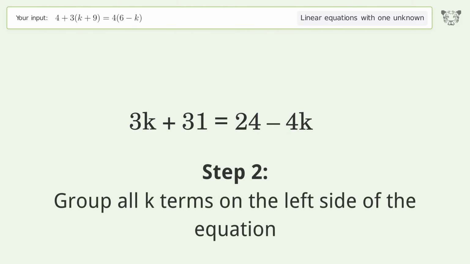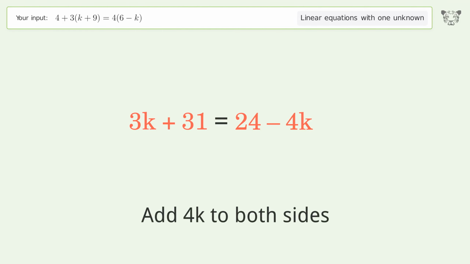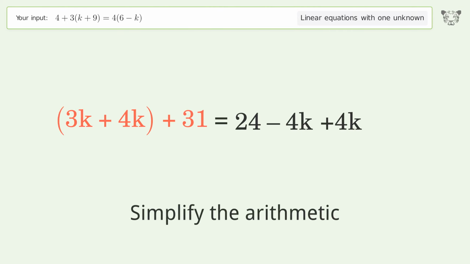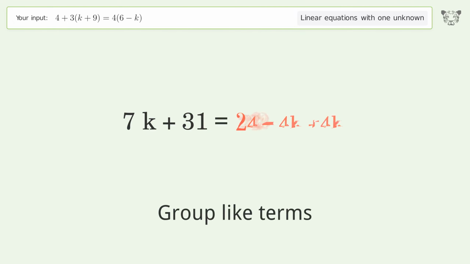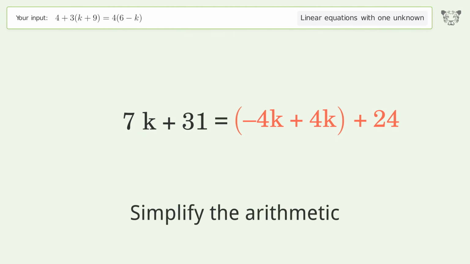Group all k terms on the left side of the equation. Add 4k to both sides. Group like terms. Simplify the arithmetic. Group like terms. Simplify the arithmetic.